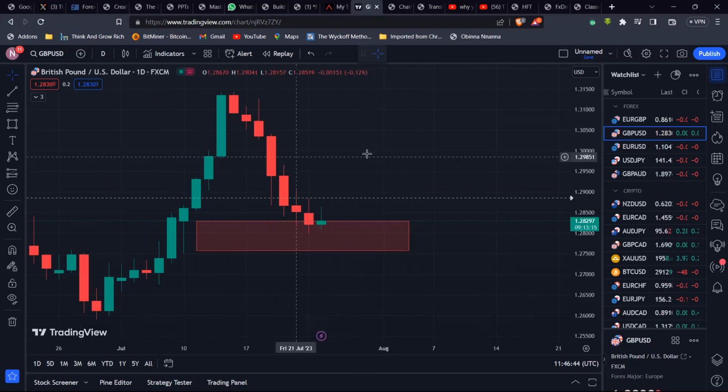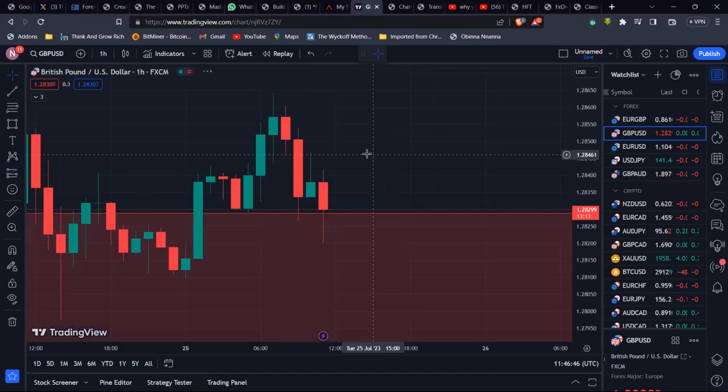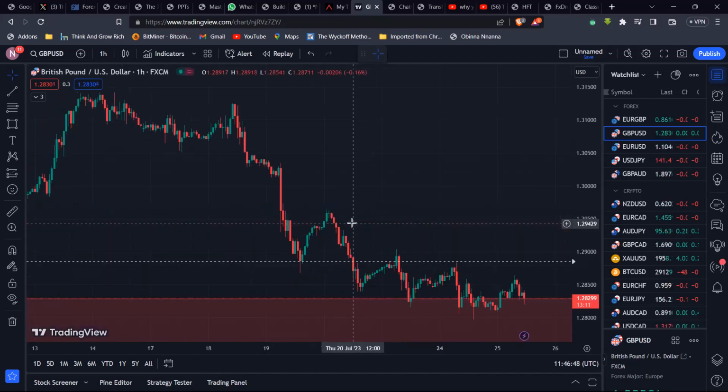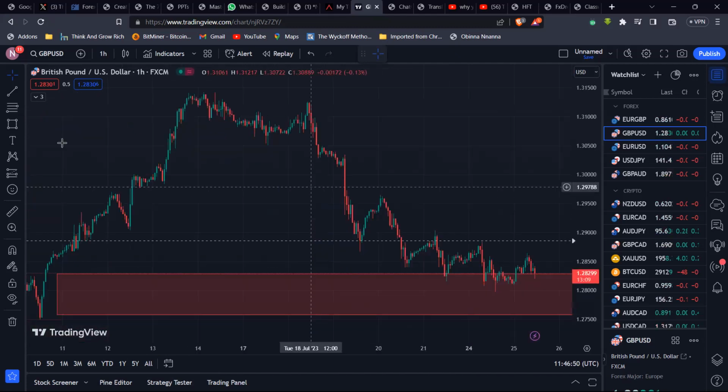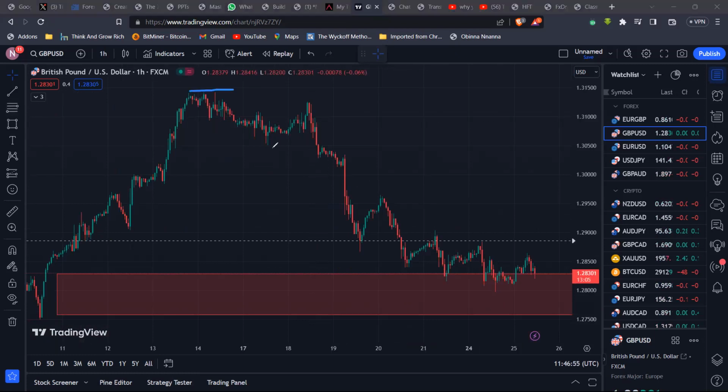Okay, so that being said, the thing now will be to look for confirmation to get involved in the trade. So we're pulling back. Let's drop down to the 1 hour chart and let's see what we want to look for. So this is the 1 hour structure of that same price. You can see from this high here, price began to make lower lows and lower highs, and it's still making lower lows and lower highs.